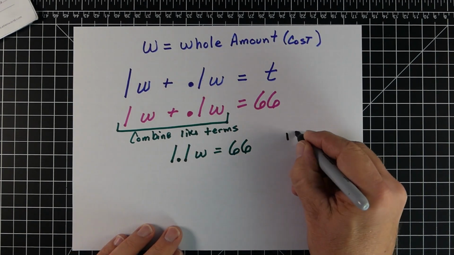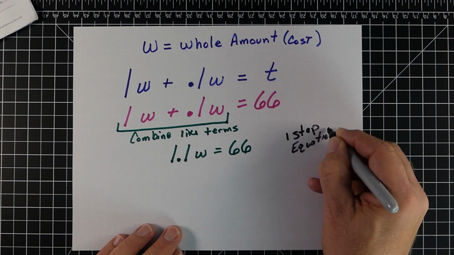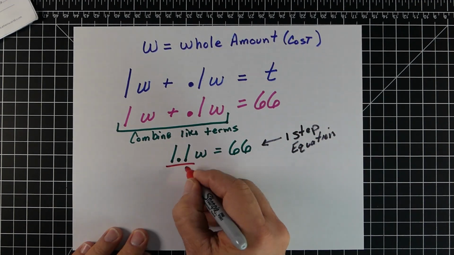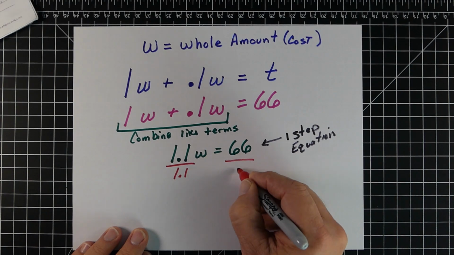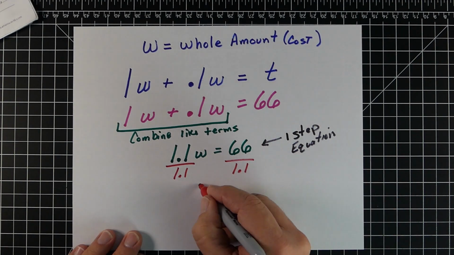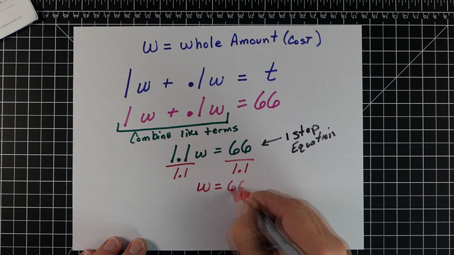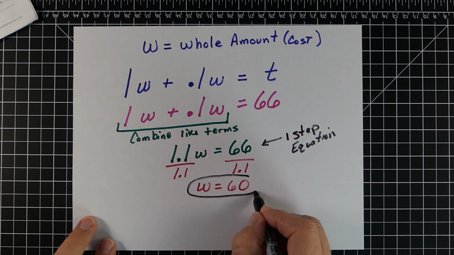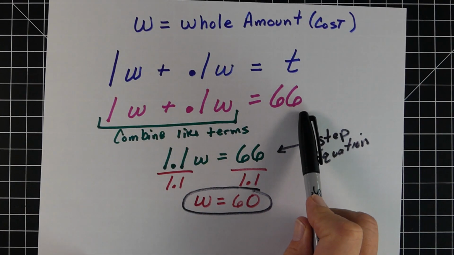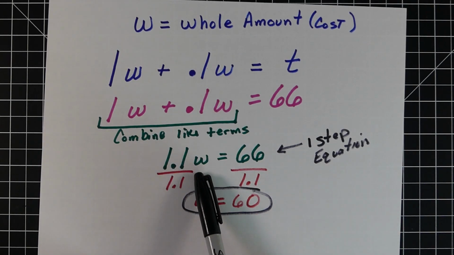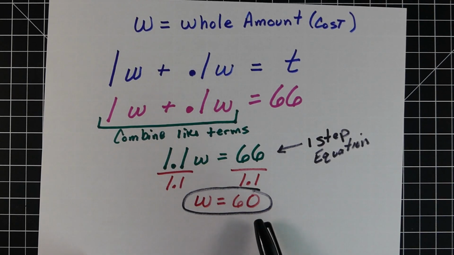Now this is going to be a one-step equation. Our goal here, because this is a one-step equation, is to isolate our variable, our W. What we're going to do is divide by 1.1, and that leaves the W by itself. On the right side, we take 66, divide it by 1.1, and we get 60. So in this one, you can see the importance of combining like terms.